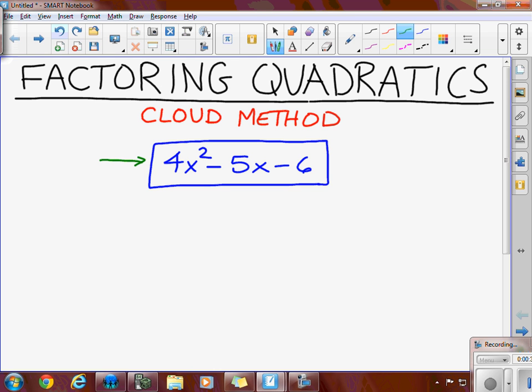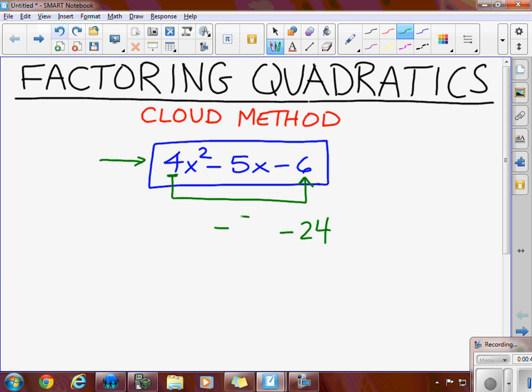The cloud method says I take this first number, 4, and I multiply it by this last number, negative 6. So 4 times negative 6 is negative 24. So I'm going to write that as my constant, negative 24.